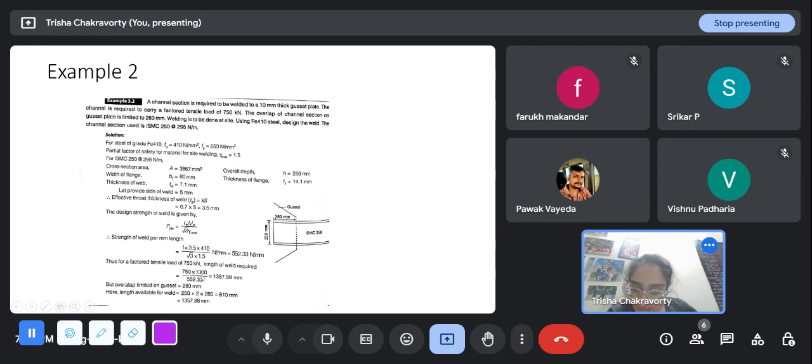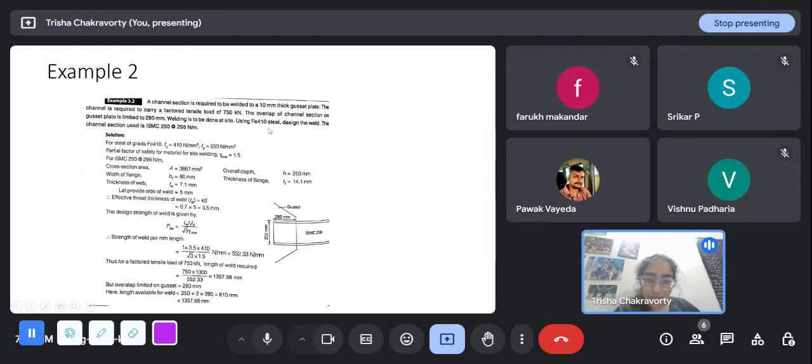So here, what they have done is they have found out the strength of weld per millimeter length. So they have put 1 in place of Lw, that is 552. And for a factored tensile load of 750 kilonewton, they have found out the length of weld required first. They have done it in an inverse manner. So 750 into 1000, you have to be careful about the units. Here it's kilonewton, and here we are getting newton per millimeter. So you know that newton per millimeter is megapascal, right? Because we are putting 410 megapascal in Fu.